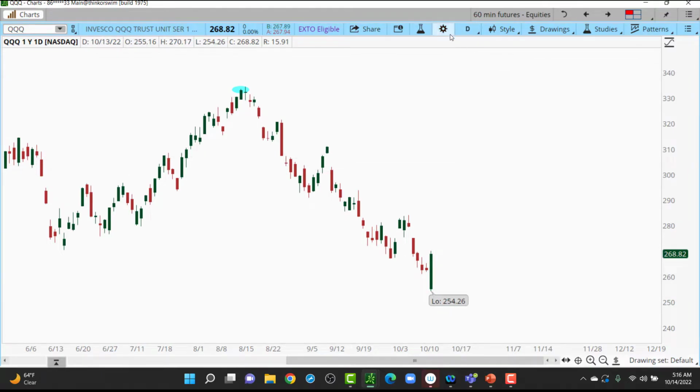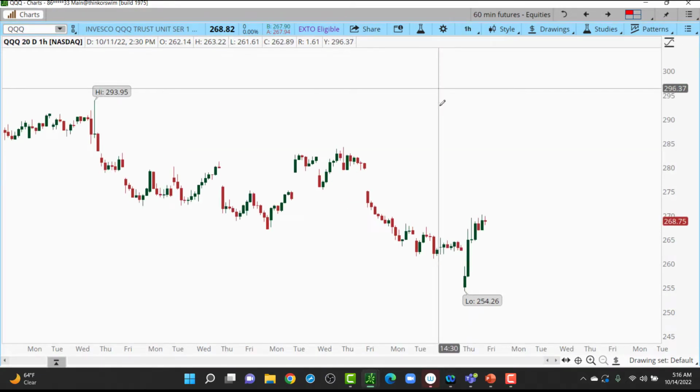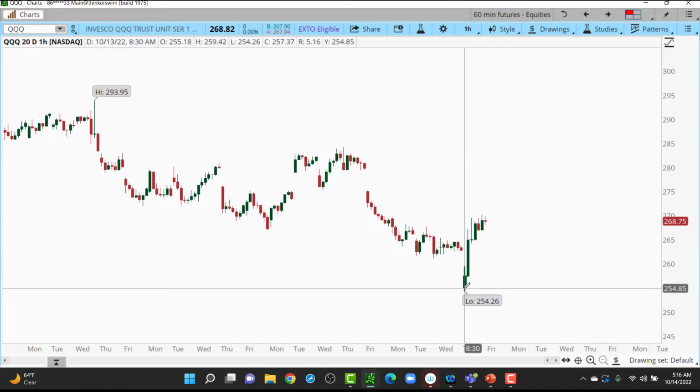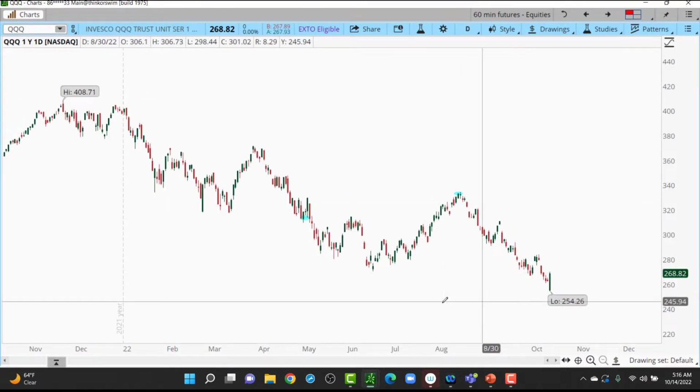And when I switch this from the daily chart to, let's say, the 1 hour chart, we can see that we gapped down, and at 8:30 in the morning, we started the day very, very low in price. But then throughout the day, we traded up and closed right near the high of price. So this is a picture of a bullish engulfing candlestick.